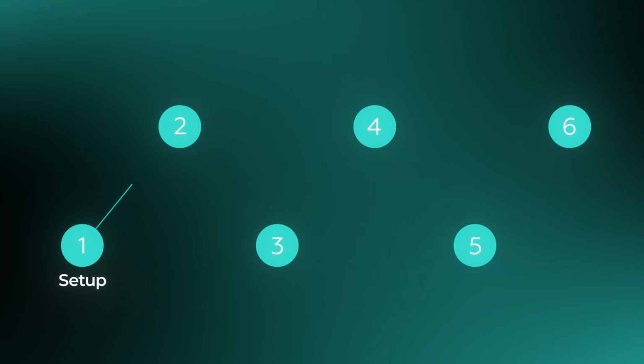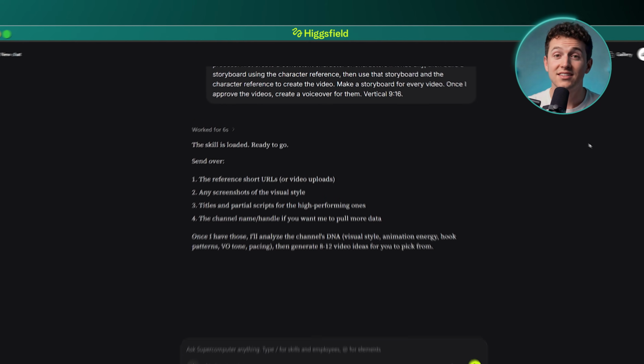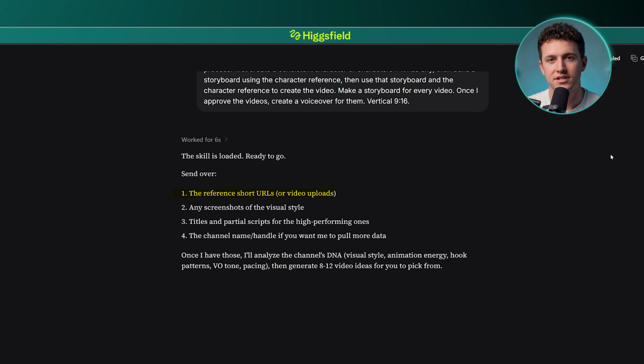The only problem is that the AI still doesn't have any content to create shorts from. So the next thing I need to do is give it a YouTube channel to work from, and how I give it those resources directly influences how good the end result will be. And as you can see, the AI has already asked me for the channel materials, the titles of those shorts, any scripts that I have, and screenshots of the visual style.